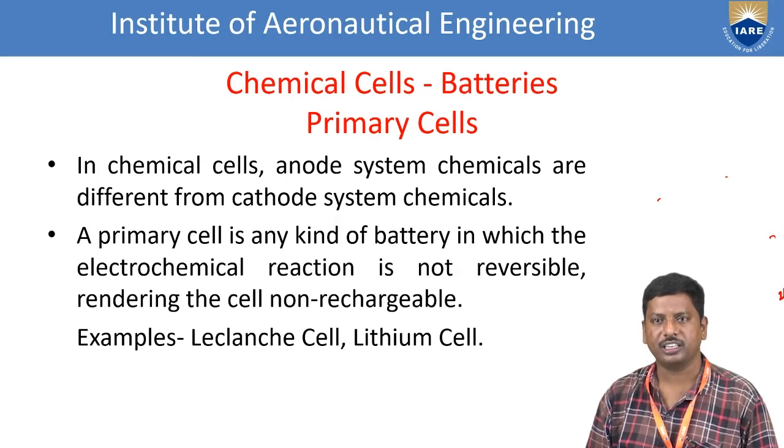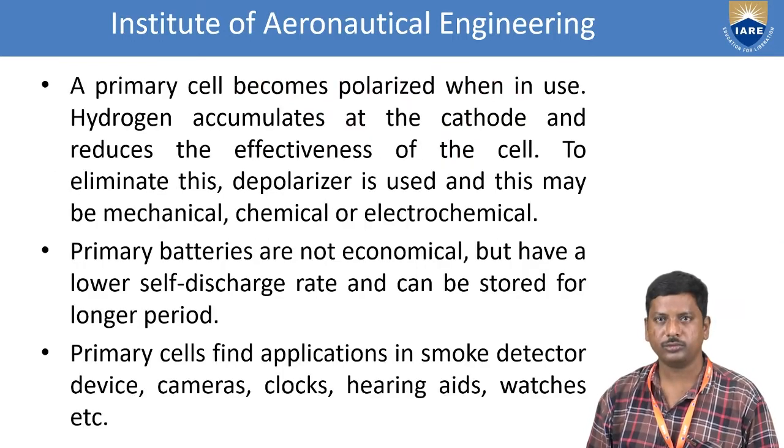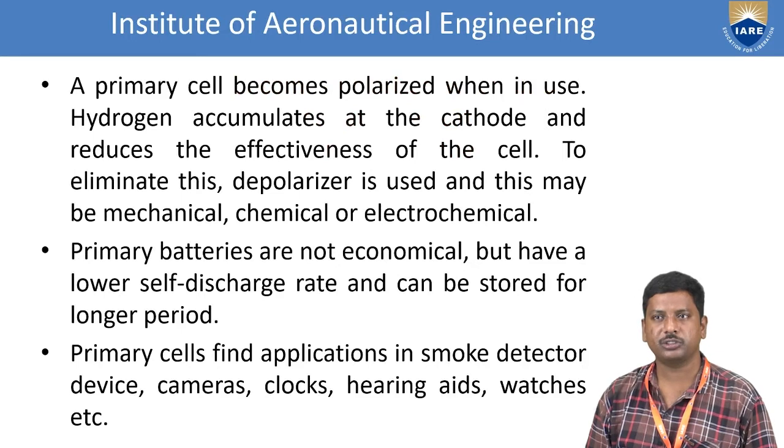The examples for primary cells are the Leclanche cell and lithium cells. Today we mostly use lithium cells compared to the Leclanche cell. A primary cell becomes polarized when used. That means hydrogen accumulates at the cathode and reduces the effectiveness of the cell. To eliminate this, a depolarizer is used, and this may be mechanical, chemical or electrochemical.